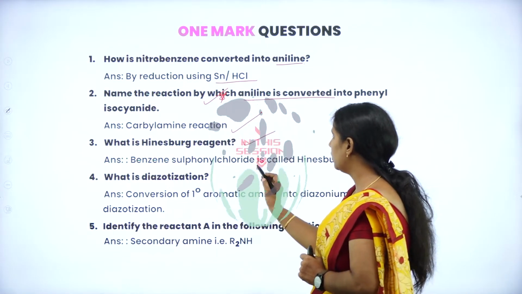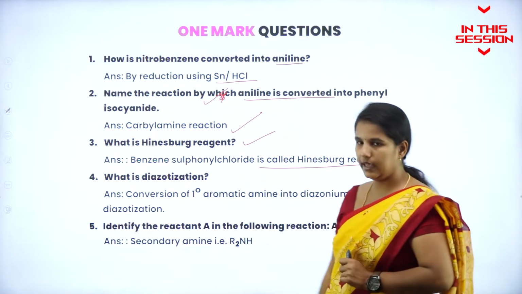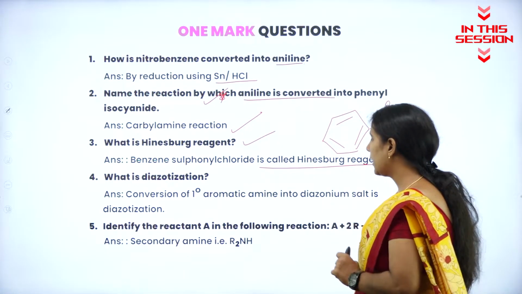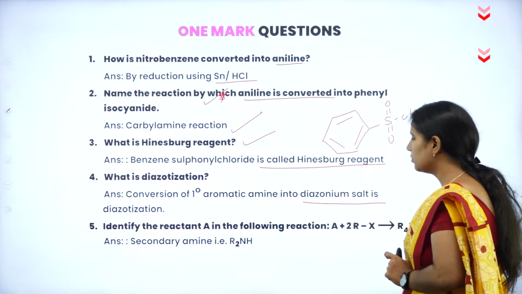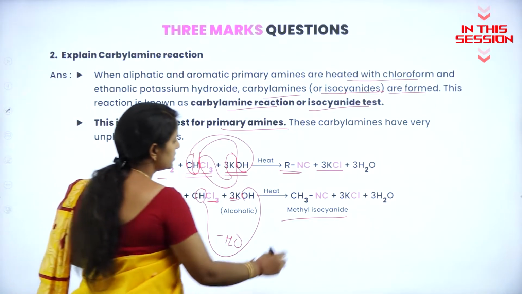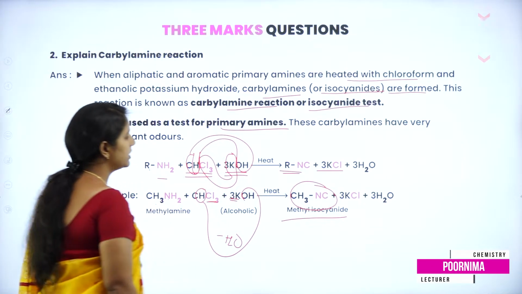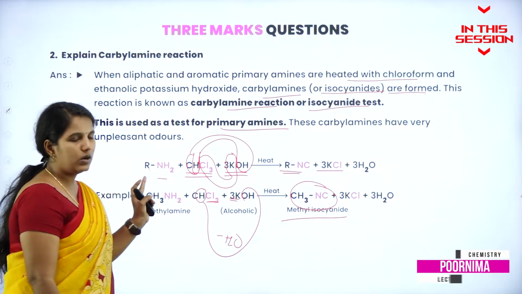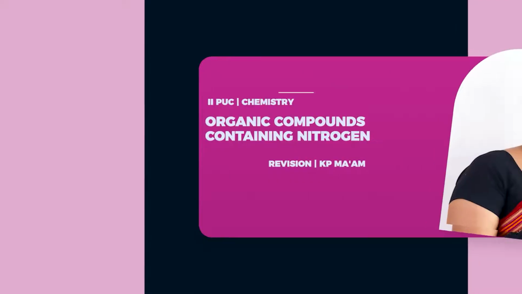Benzene sulfonyl chloride, it is known as what? Heisenberg reagent. The conversion of primary aromatic amine into the diazonium salts, which is known as what? Diazotization. The isocyanide which has been formed, or it is known as what? Carbylamine from the primary amine. This is known as what? Carbylamine reactions.